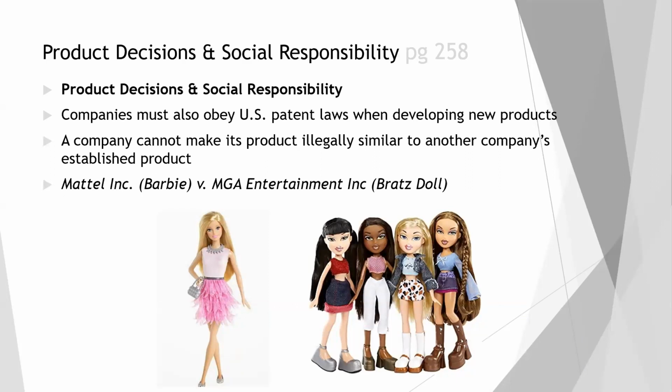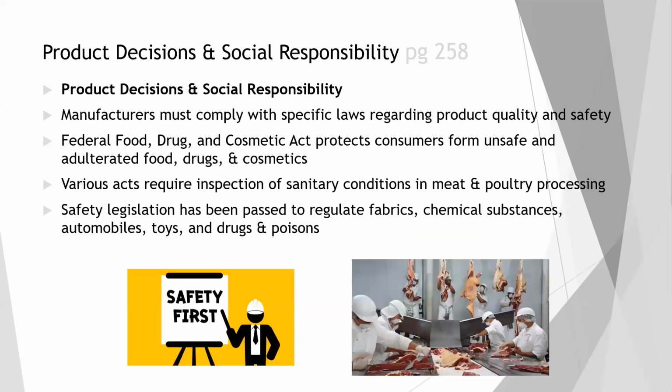So a company cannot make its product illegally similar to another company's established product. This happened between Mattel, the maker of Barbie, and MGA Entertainment Inc., the maker of Bratz dolls. Barbie essentially sued MGA Entertainment because of how similar the Bratz dolls were to the established Barbie, and the creator actually worked for Barbie for a time. So we cannot make a product that is illegally similar to another company's very established product. So we've got to obey any patent laws when we're coming up with our new products.